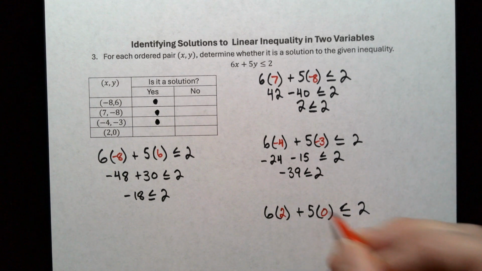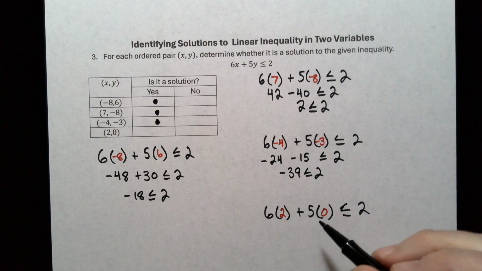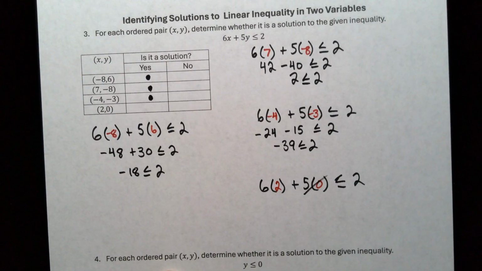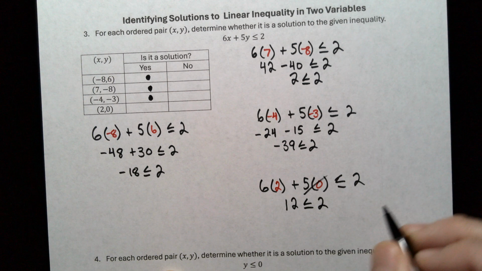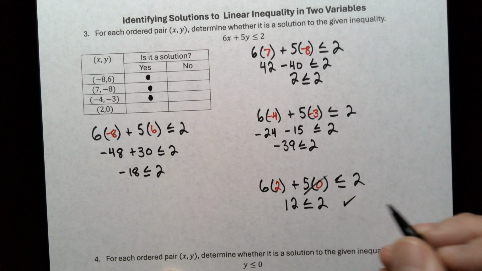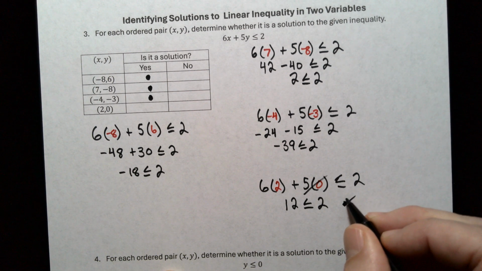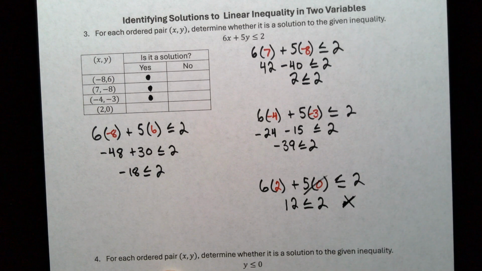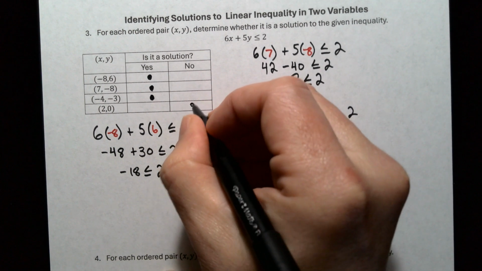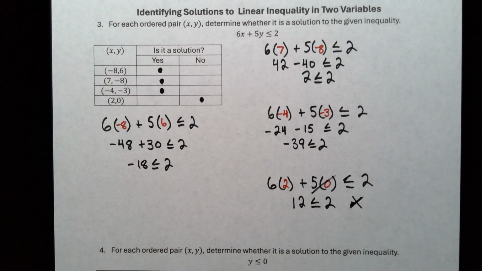Okay, and then finally, let's do the 2 and the 0. So the 2 goes in the x, the 0 goes in the y. The 0 one is going to go away completely. So we get 12, that's 6 times 2. It's less than or equal to 2. Is that true or false? That is, nope, false. Sorry, I didn't mean to put a check mark there, but 12 is definitely not less than or equal to 2. So that's the only one that is not true in that inequality.